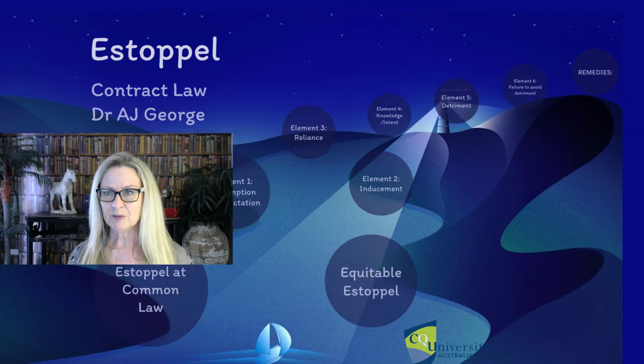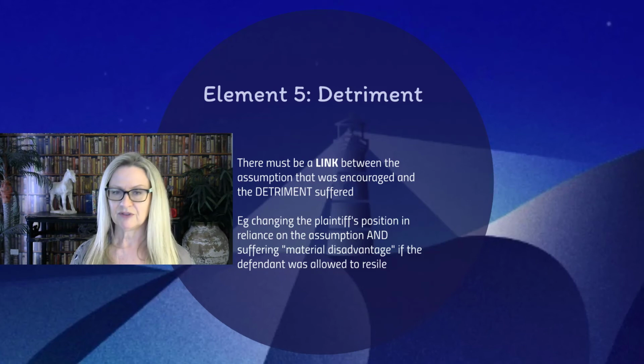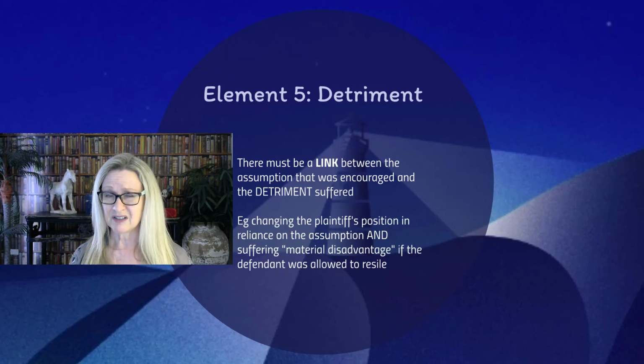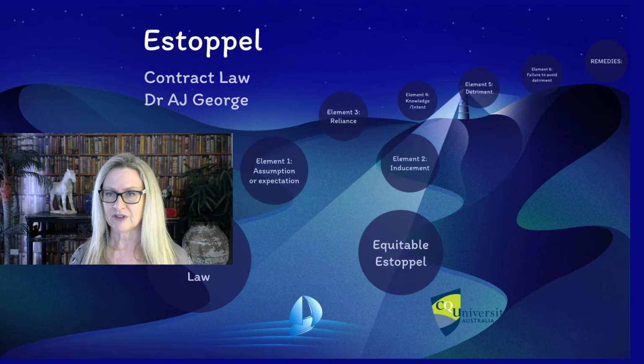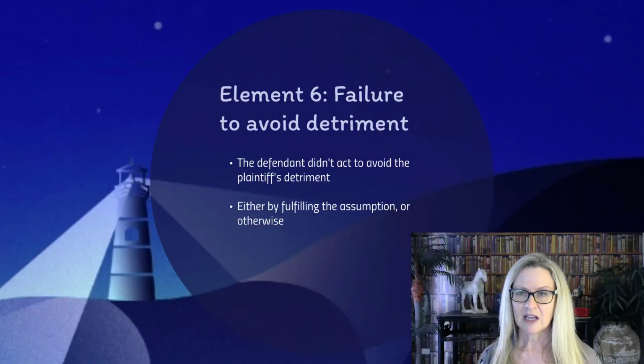The fifth element is detriment, and this one's not too hard to wrap your mind around, really, is it? The plaintiff's going to have to demonstrate some kind of loss, so changing their position in reliance on the assumption and then suffering some kind of material disadvantage if the defendant changes their mind and resolves from this assumption that they've induced. Element 6, again, no real problems with this one.